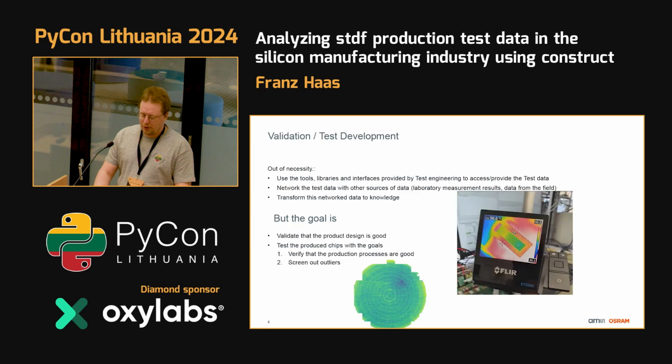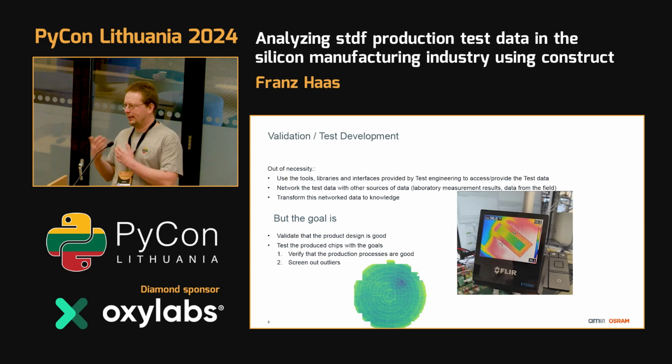Then we have where I'm actually from, that's validation and test development. We do two things. One group of things we do out of necessity. That is, we use the tools that are provided by test engineering to get the data out of production tests. We use other tools to create information out of our lab measurements. And then we combine these sources of information with even more sources of information to get knowledge and make educated decisions. But that's not really the goal we have.